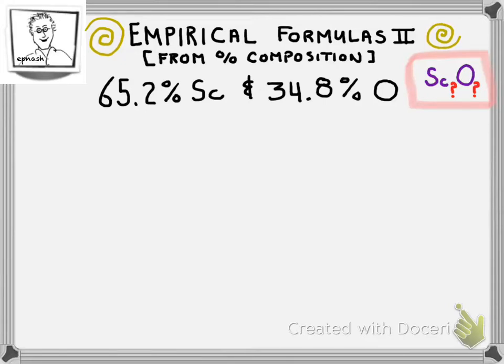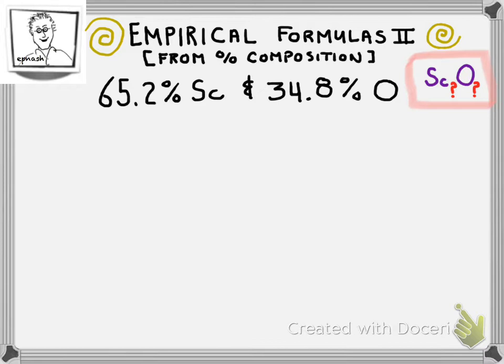In this tutorial, we're going to show you yet another way to calculate the empirical formula of a compound. In the last example, we started out with grams of each element in the compound and we converted that to moles. In this case, we don't have grams. All we're told is the percent composition of a compound. In this example, we have 65.2% scandium and 34.8% oxygen. Your job is to figure out the subscripts in the formula.